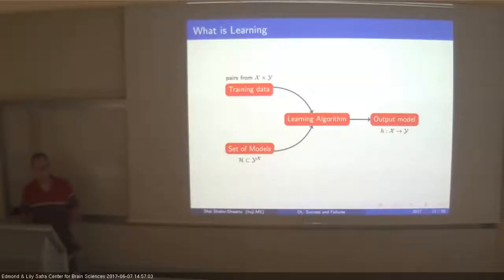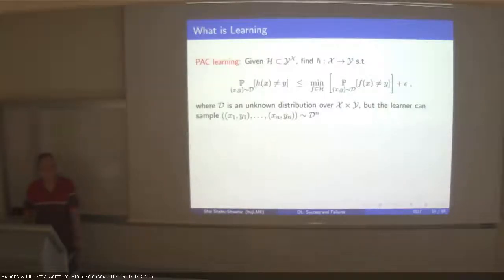Learning is some algorithm that receives training data, has some set of models, which is a subset of functions from domain X to domain Y, and the goal is to learn an output function, which is a function H from X to Y. So in PAC, the goal is to have the probability of failure and, for simplicity, binary classification. So the probability that your model does not capture reality is smaller than the best in class plus epsilon.